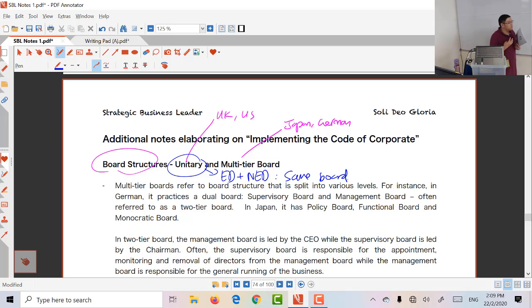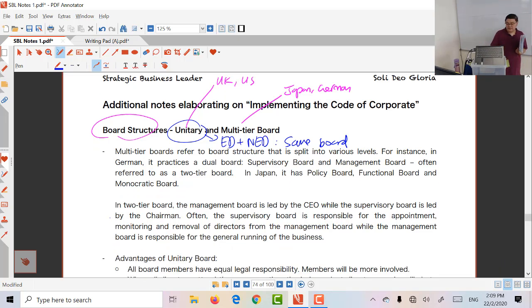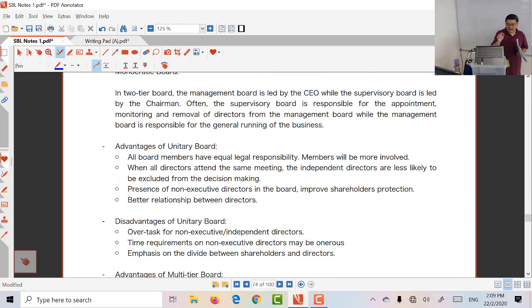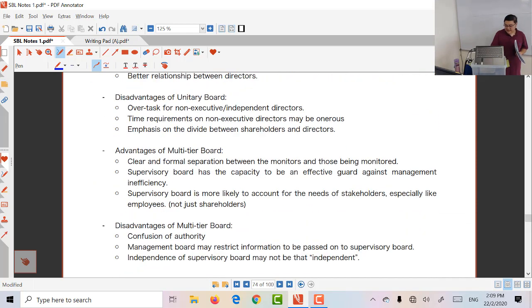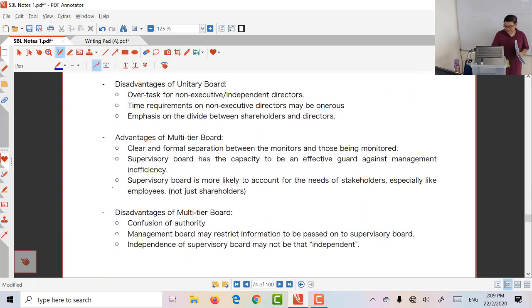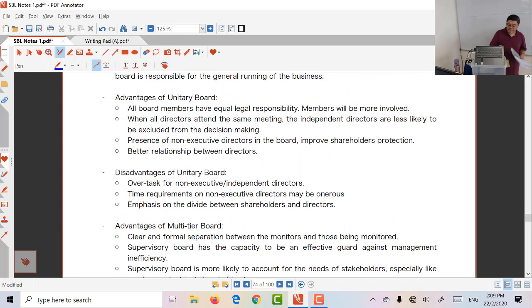So we try to look into what's so good about the unitary board to understand its strengths, the advantages. I'll highlight a couple of points to you. If you just come to page 74, all right, page 74. I'm going to stress a few terms that I want you to know about why a unitary board can be more superior. Really, there's no such thing as my board structure being better than the other, because at the end of the day it's about your circumstances. It might suit your culture, but it doesn't mean it suits my culture. So it all depends, all right?